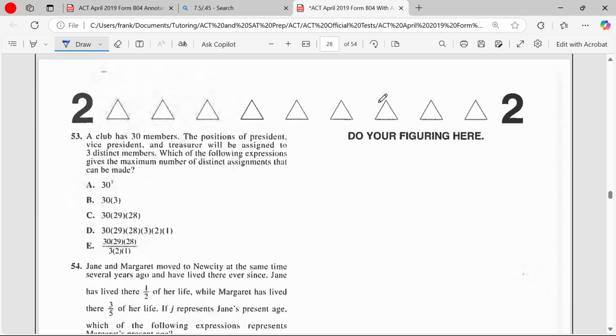A club has 30 members. The positions of president, vice president, and treasurer will be assigned to 3 distinct members. Which of the following expressions gives the maximum number of distinct assignments that can be made? Well, for the first assignment, there are 30 choices. One of them is already president, let's say, and they have to be different people. So for the second position, vice president only has 29 choices. And then the third position, because one is chosen for president and one for vice president, only has 28 choices, and that is answer C.